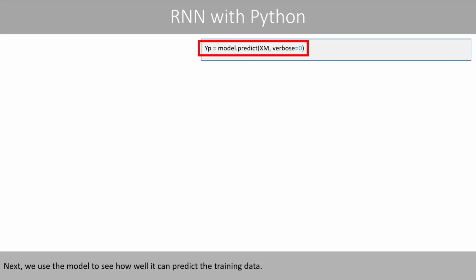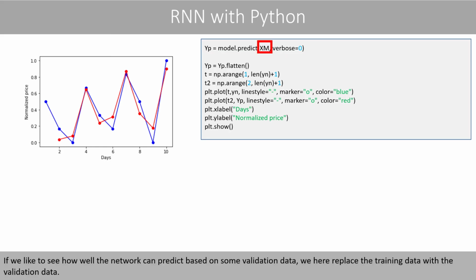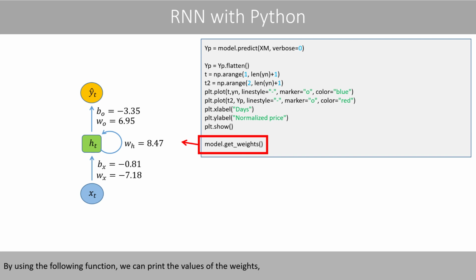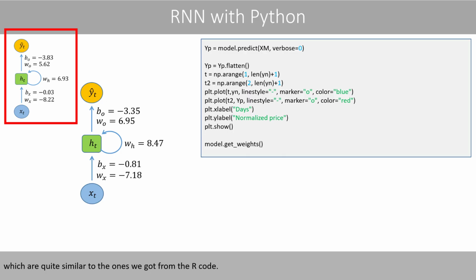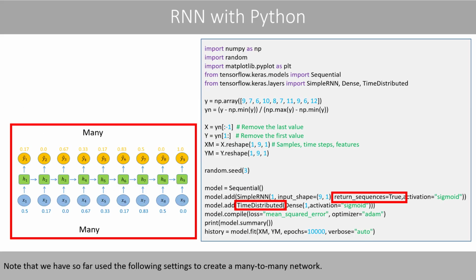Next, we use the model to see how well it can predict the training data. We can then make a plot of the observed values and the predicted values. If you like to see how well the network can predict based on some validation data, we here replace the training data with the validation data. By using the following function, we can print the values of the weights, which are quite similar to the ones we got from the R code. Finally, we can plot how the mean squared error has changed during the training process.